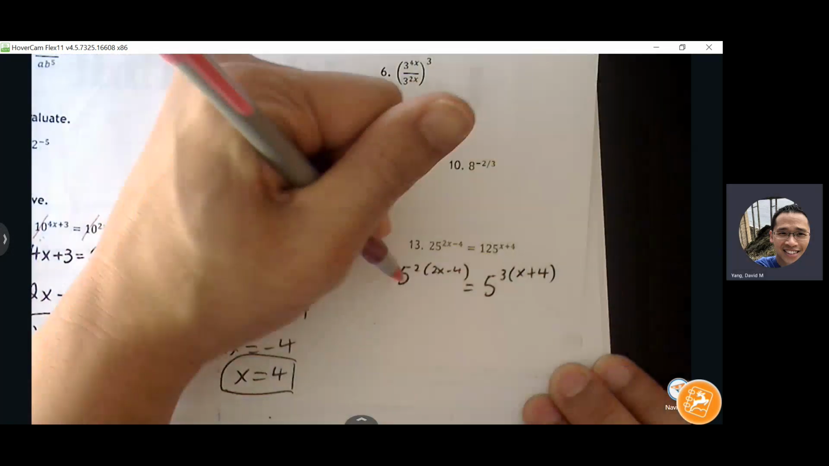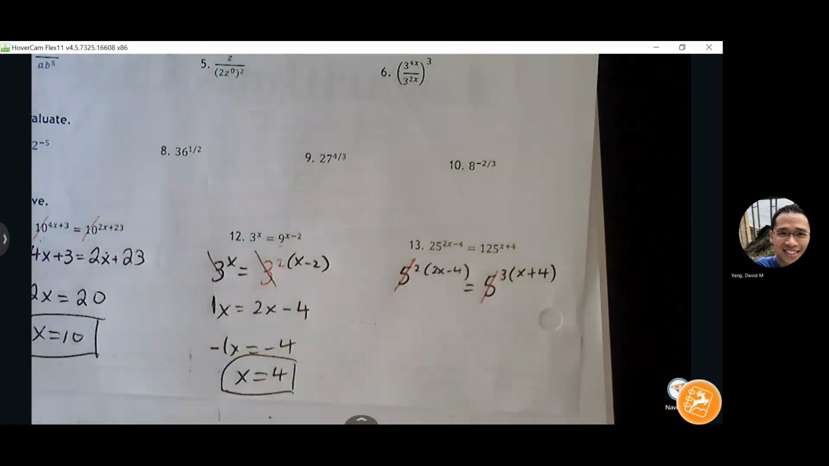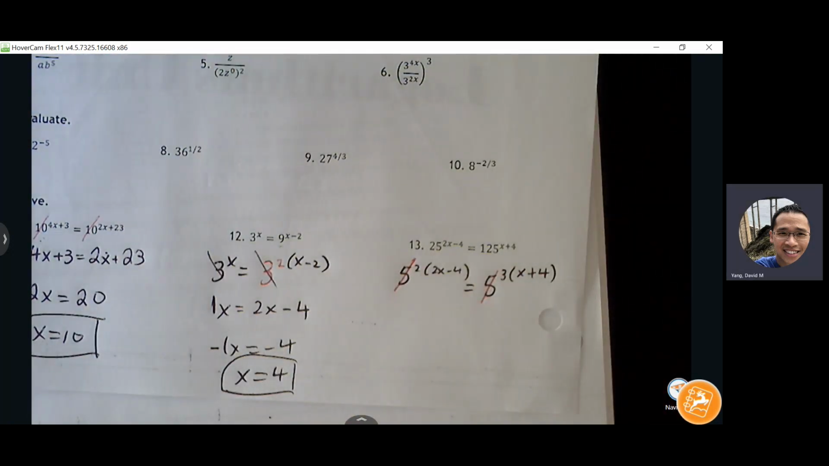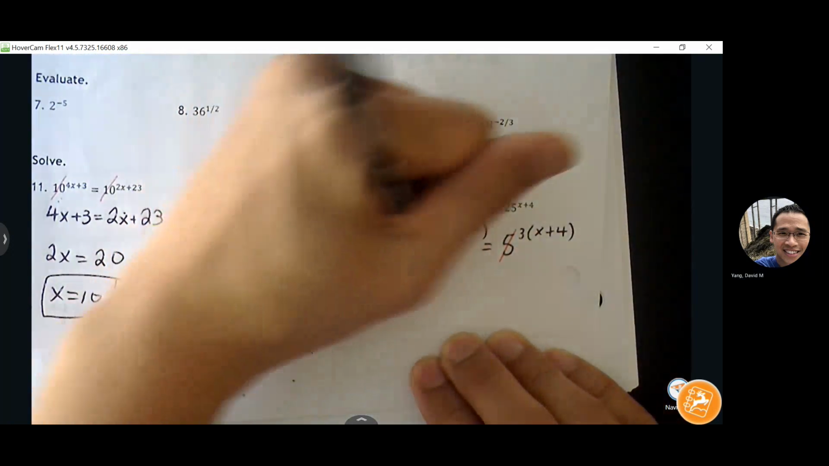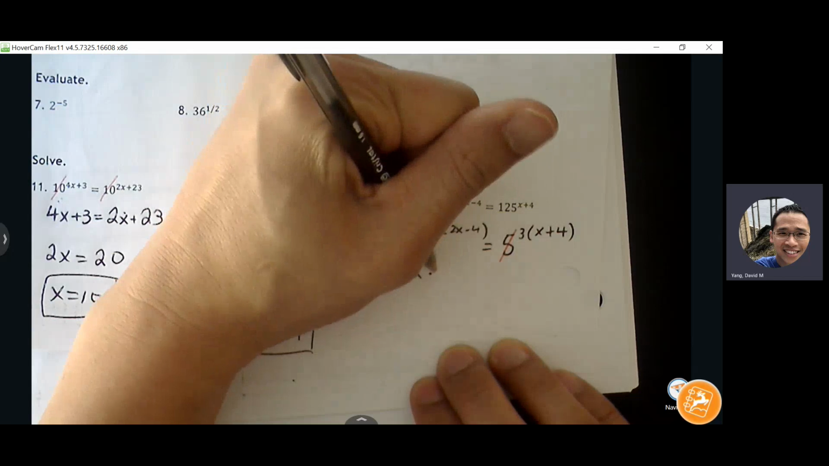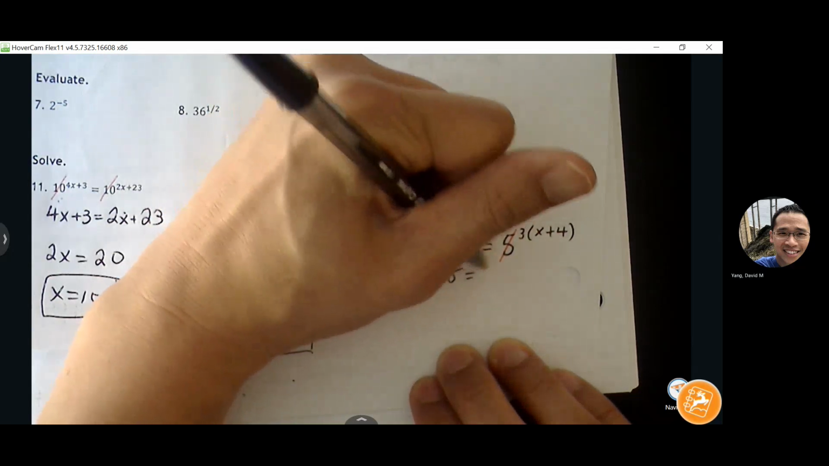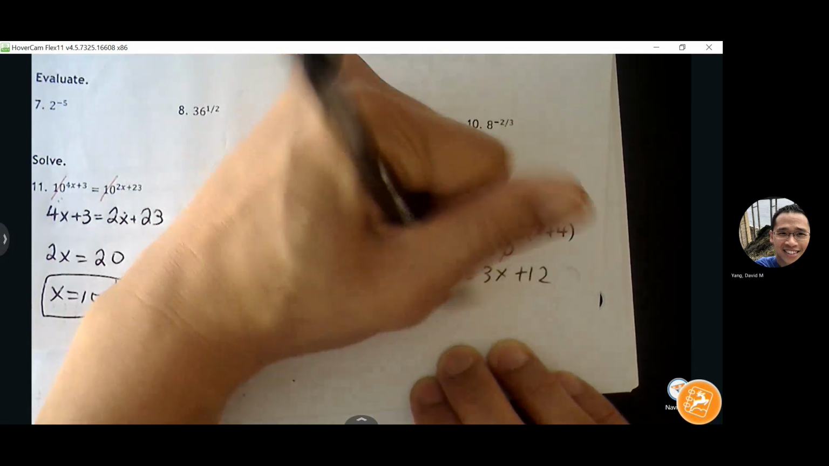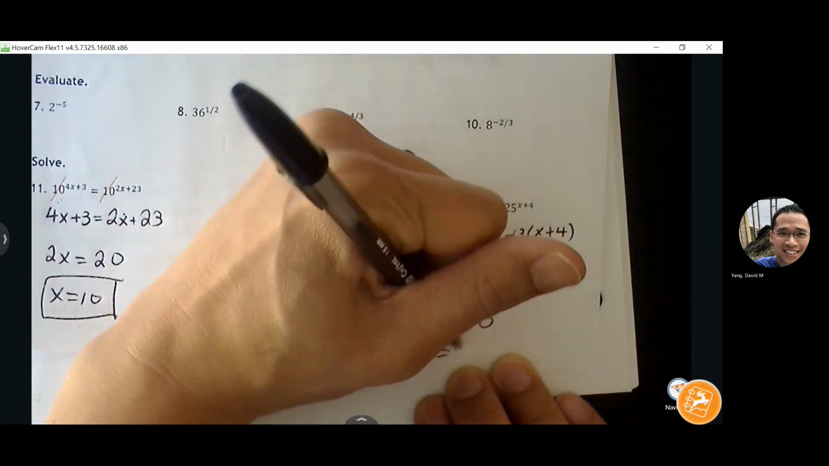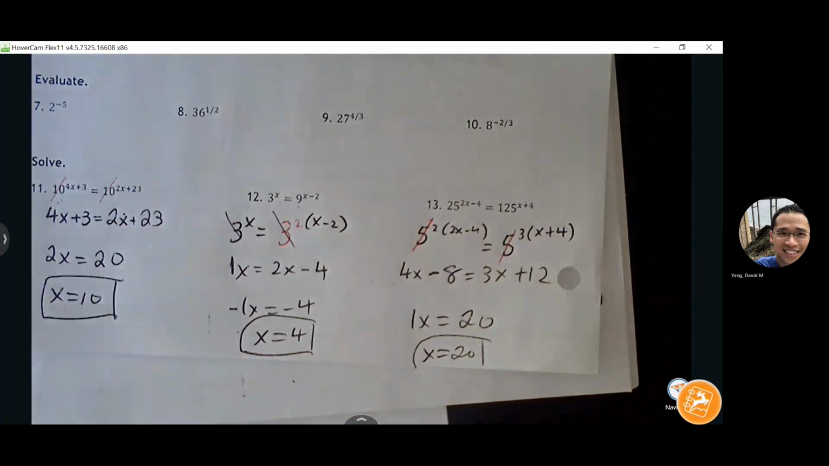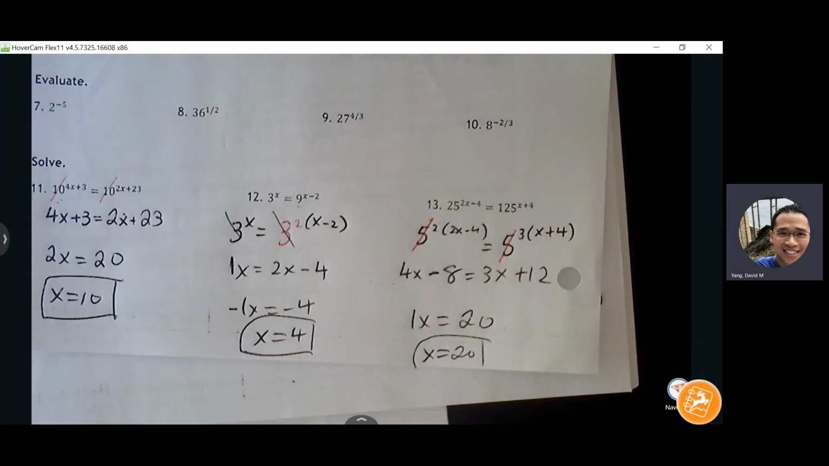Now that the 5s match, just focus on my exponents and solve for x. Distribute the 2 through. 4x minus 3x was 1x. 12 plus 8 is 20.